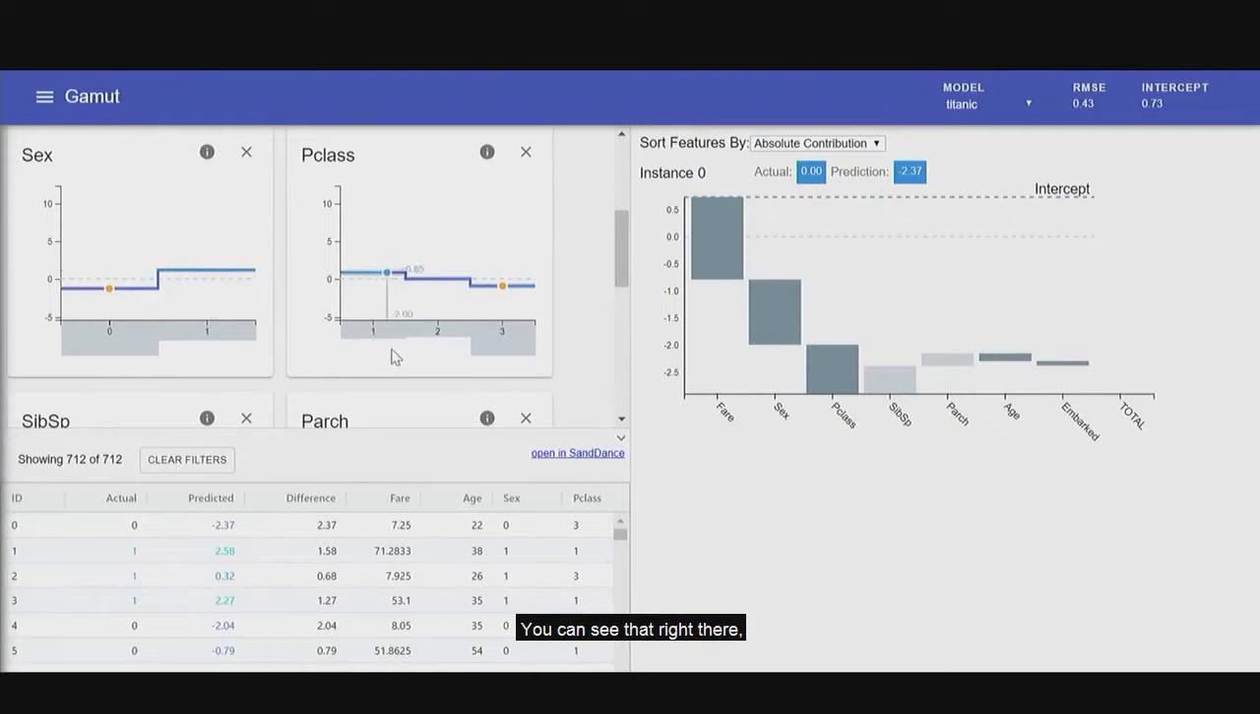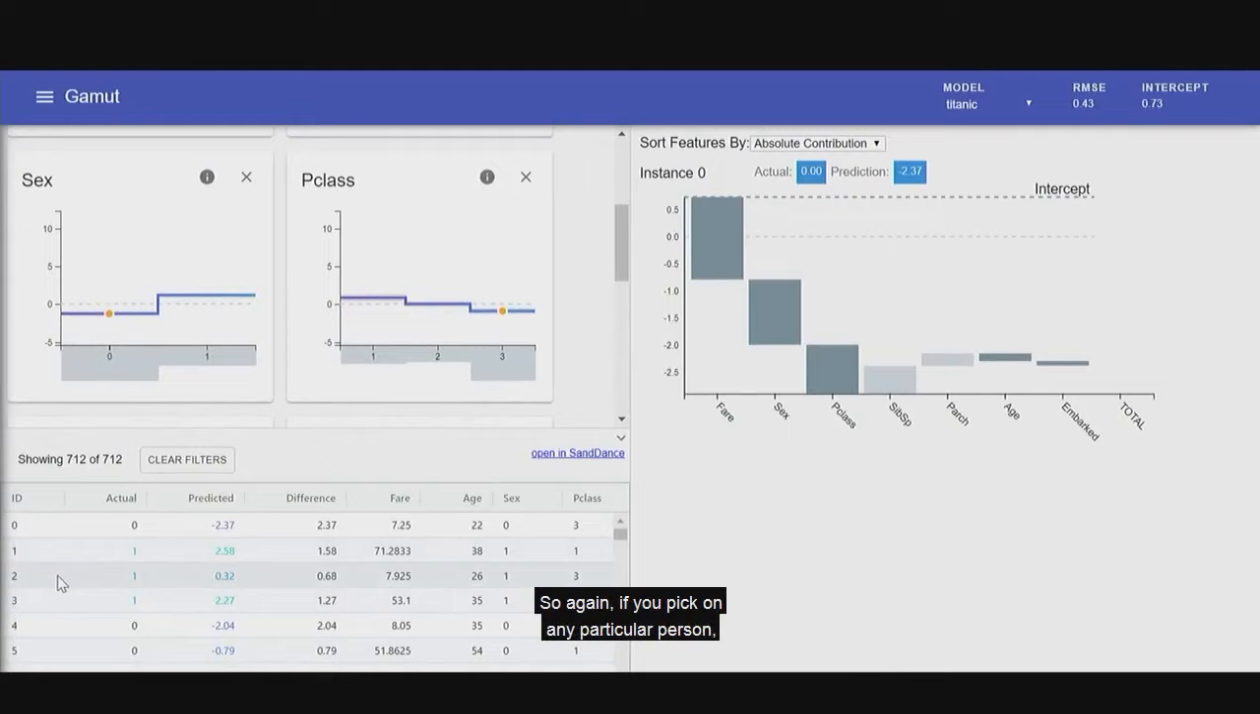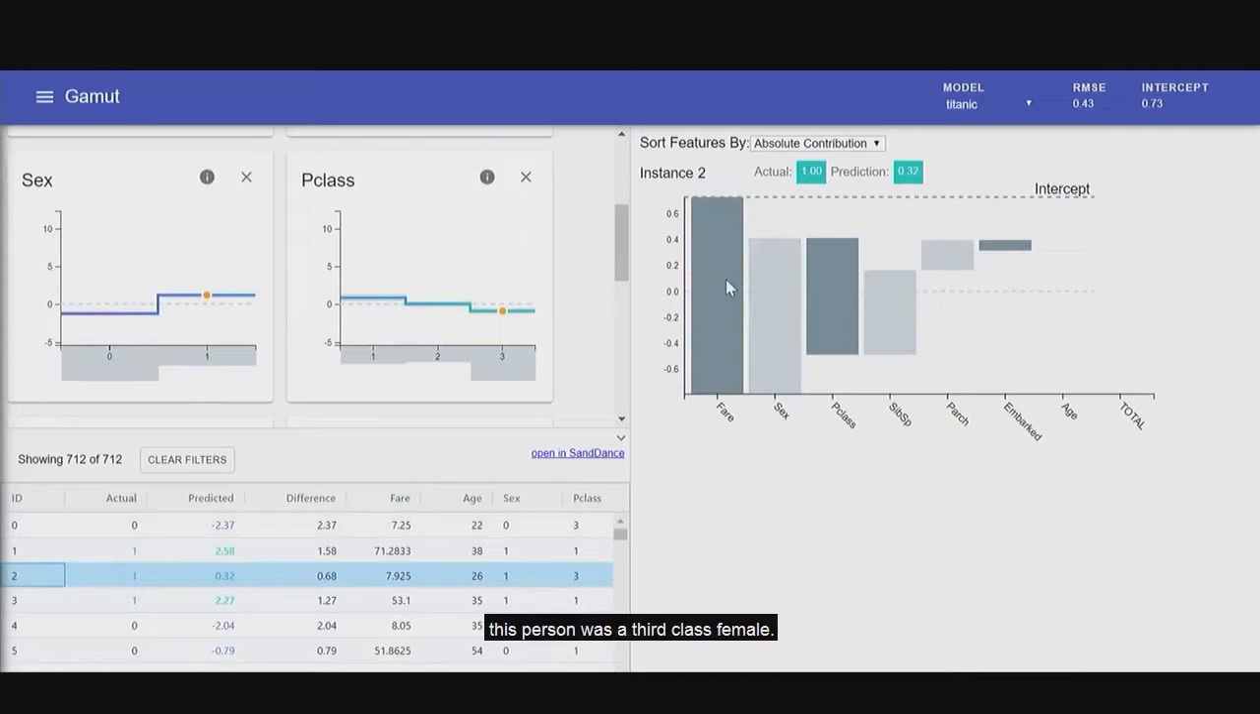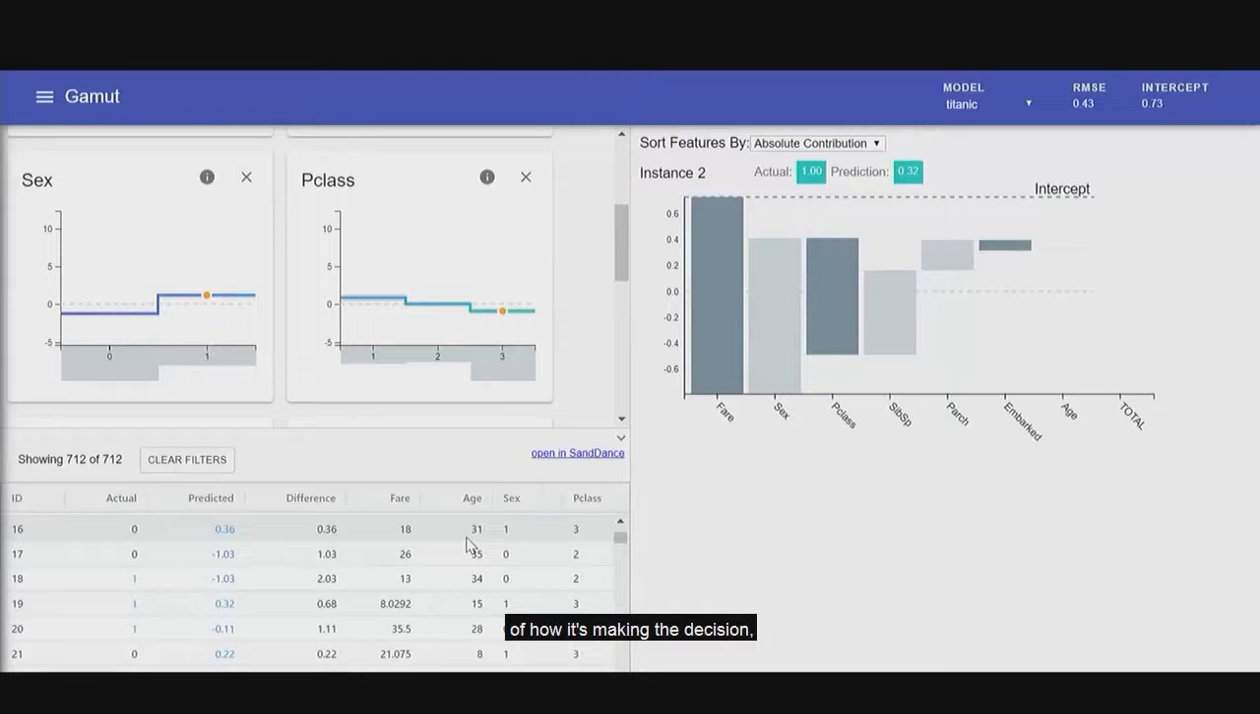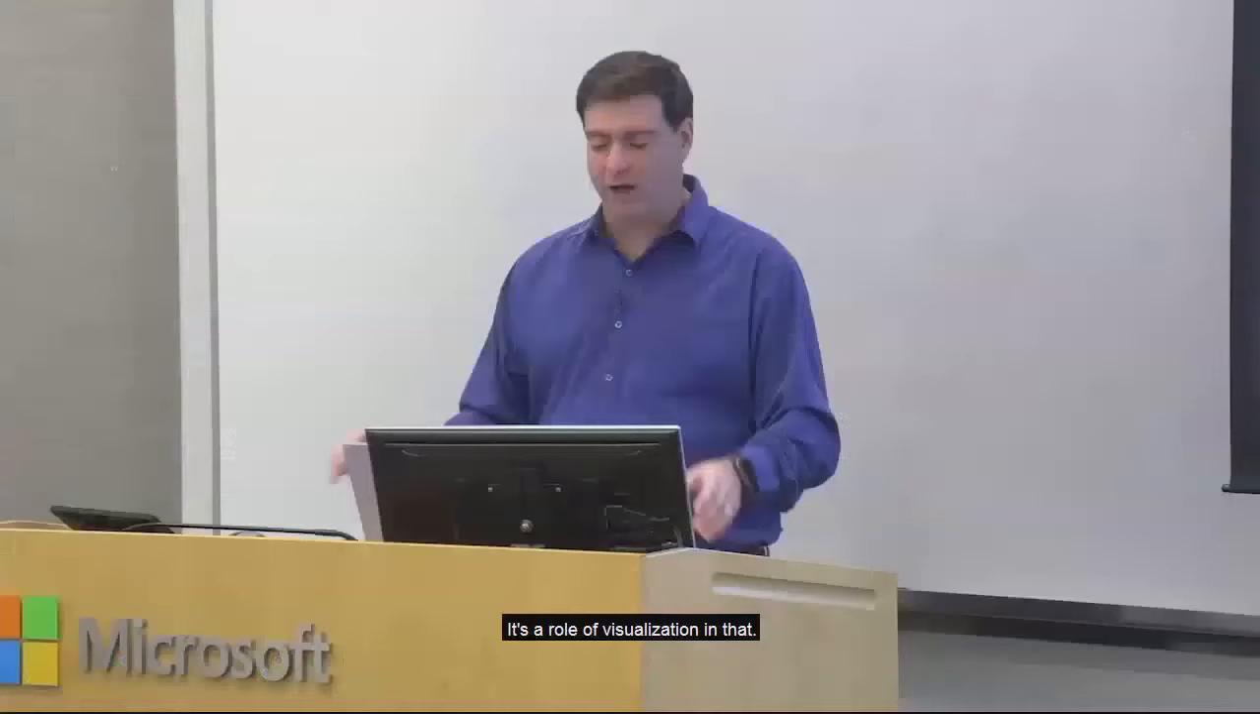So again, if you pick on any particular person, you can say, oh, okay, this person was a third class female. Third class female, they paid very little for the ticket, and they ended up not surviving, and that's what happened. So again, by looking at these models, you can get a better understanding of how it's making the decision. And that really is important. It's a role of visualization in that.